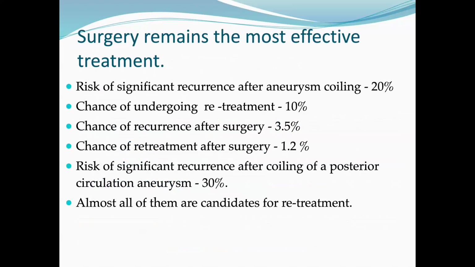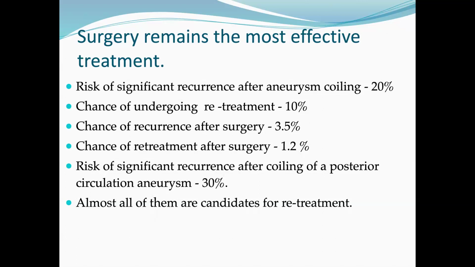Now, let me briefly tell you why surgery still is the most effective choice. The risk of significant recurrence after aneurysm coiling, any aneurysm, be it anterior or posterior circulation, is 20%. In some series it has gone up to around 27%, while in some it may be around 18 to 19%. But the average meta-analysis shows around 20% of any coiled aneurysm recurs. And the chance of undergoing retreatment is 10%. That is, those which reach a proportion that they may rupture is approximately 10%. And the chance of recurrence after surgery is interestingly 3.5%. That is, you find a significant aneurysm in 3.5%. And the chance of retreatment after surgery is just 1.2%, which simply means surgery is around 8 times more effective with regard to prevention of retreatment.